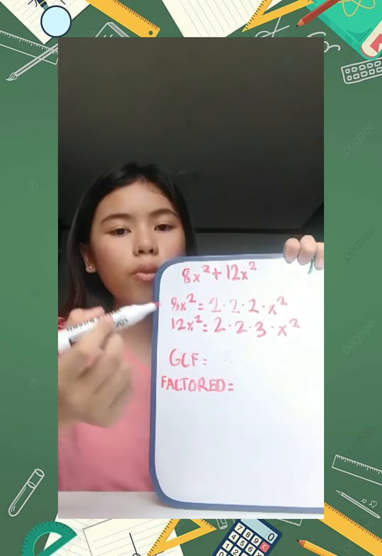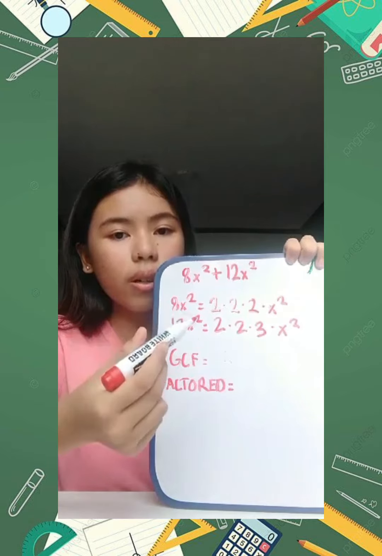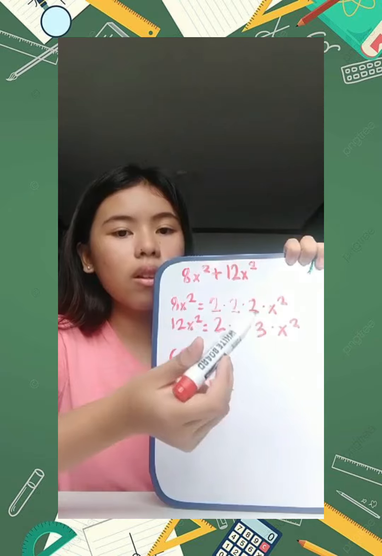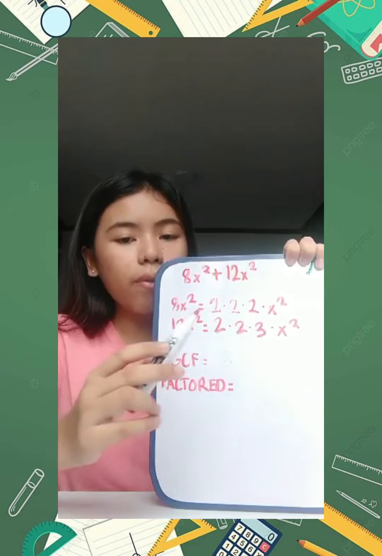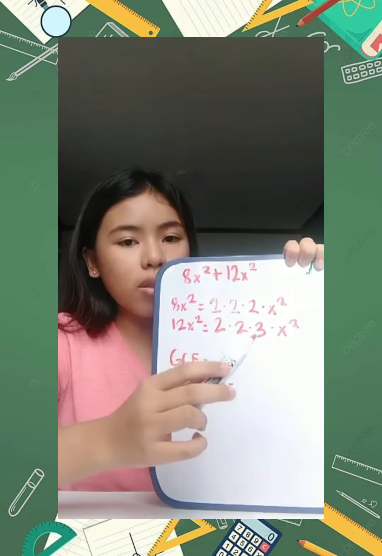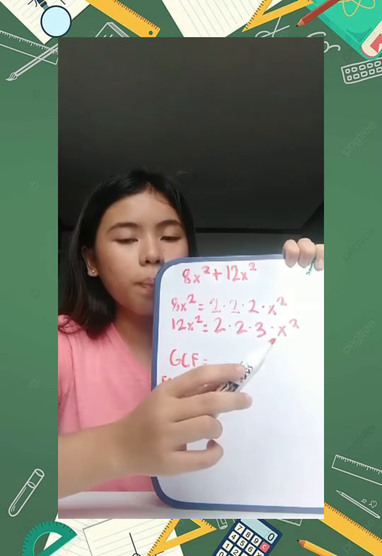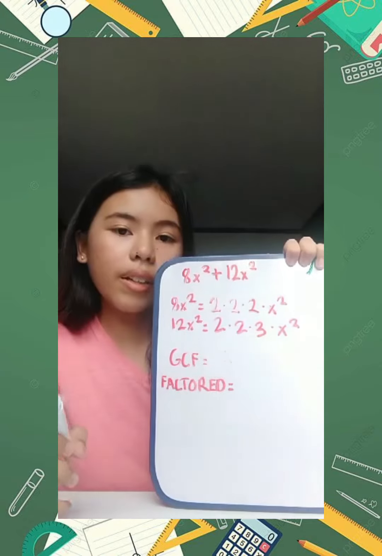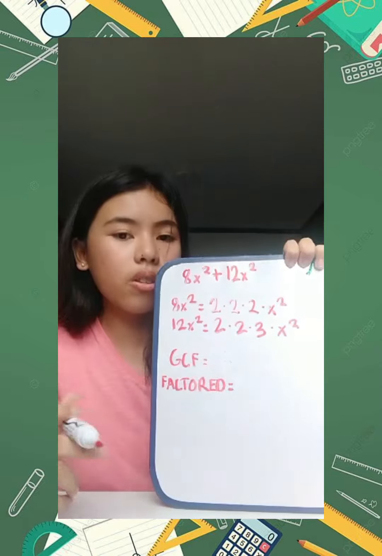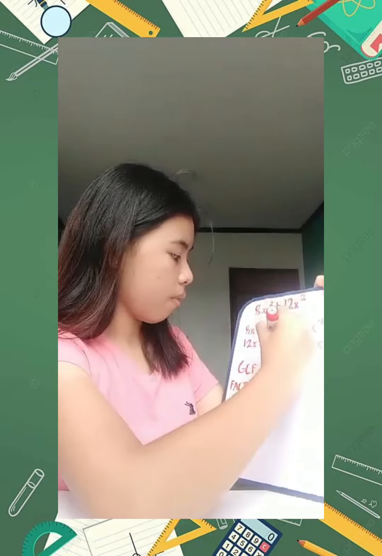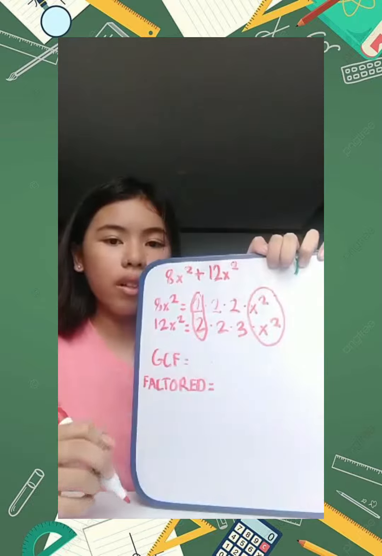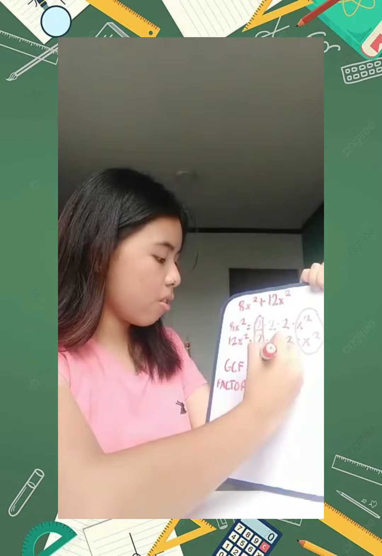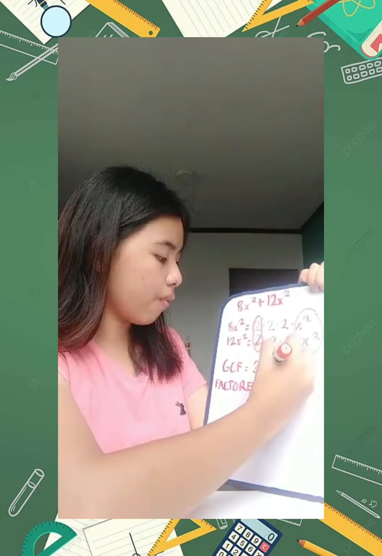The factors of the first term, 8x squared, is 2 times 2 times 2 times x squared. In 12x squared, we have 2 times 2 times 3 times x squared. Now let us identify the common factors, which is 2 and x squared. So the GCF here is 2x squared.